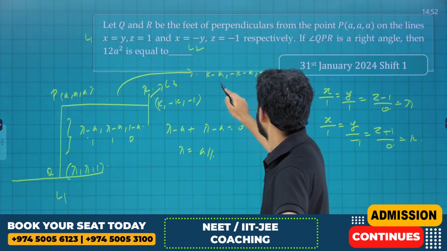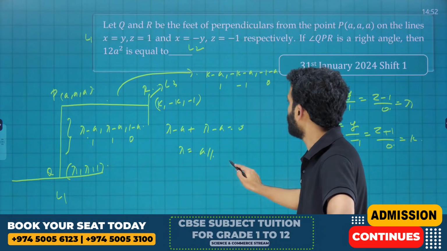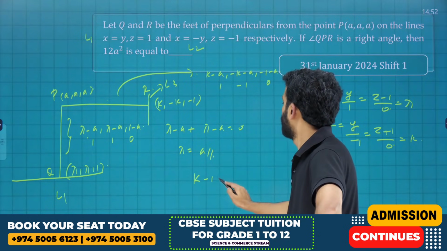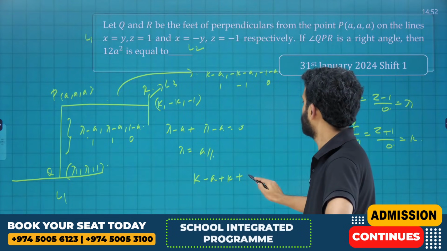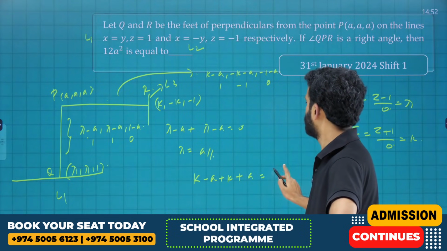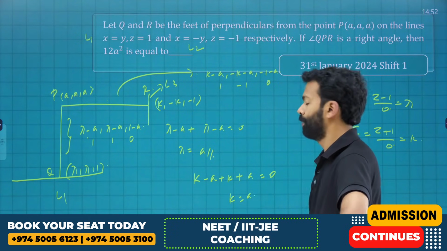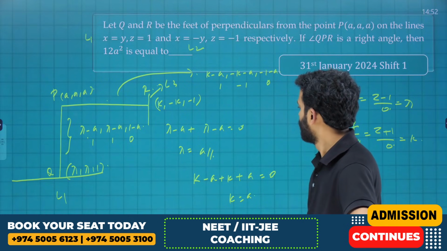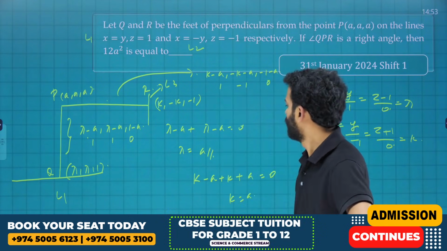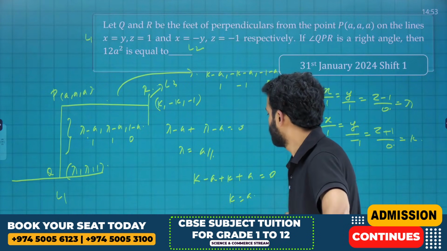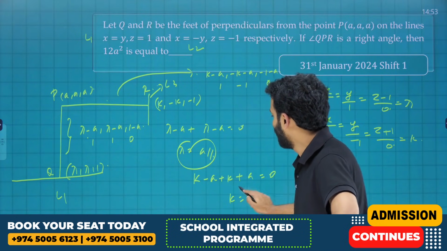And we can formulate here also 1, minus 1 and 0. Therefore, it will be k minus 1 plus k plus k minus a plus k plus a is equal to 0. Therefore, k is equal to what? A. So basically, both of them are same. This and this are same. Okay, let's do that.